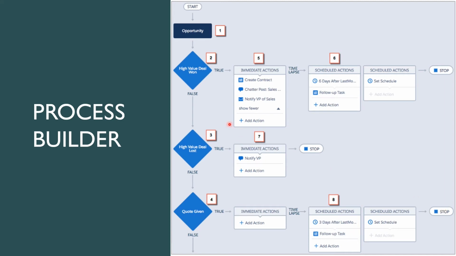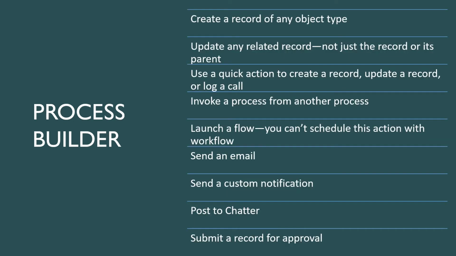So here, using the Process Builder, we have combined three if-then statements, or three criteria nodes, and the associated actions into a single automated process. To automate the same business process with workflow rules, you would have to create three different workflow rules and use Apex triggers to create the contract record and post to the sales chatter groups. So essentially, you can use Process Builder as a more powerful and flexible automation tool instead of workflow rules.